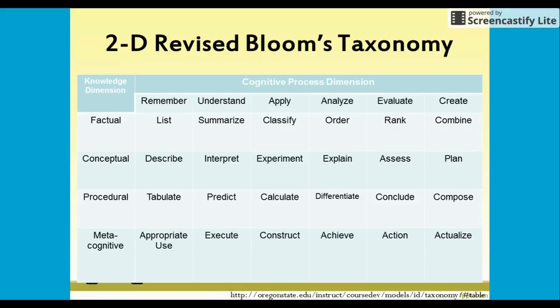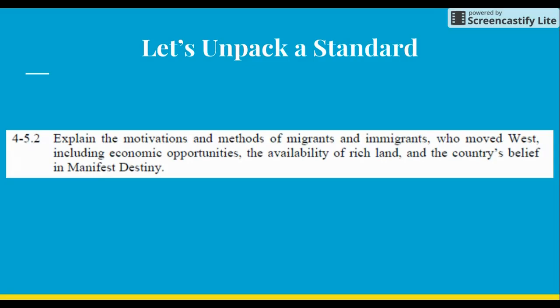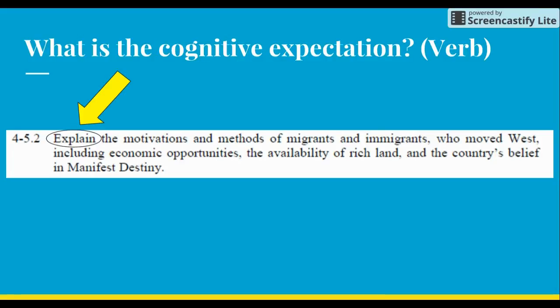All right, so let's get into unpacking a standard. The standard we will unpack is Standard 4-5.2, and it reads, explain the motivations and methods of migrants and immigrants who moved west, including economic opportunities, the availability of rich land, and the country's belief in manifest destiny. So, where do we begin?